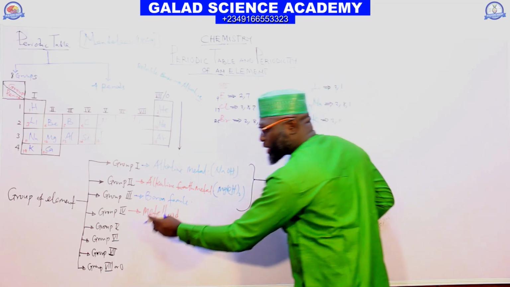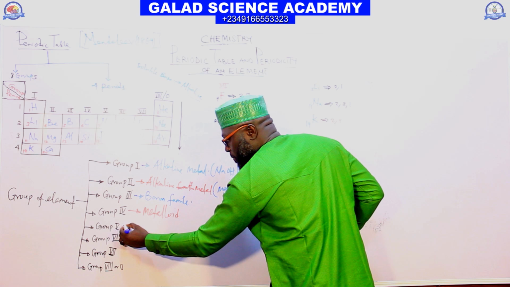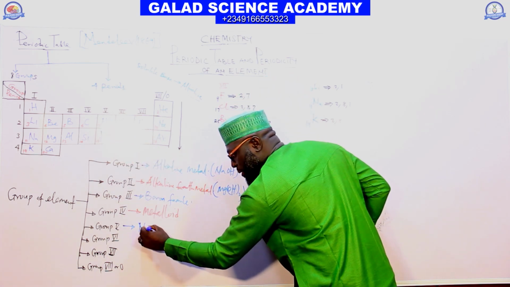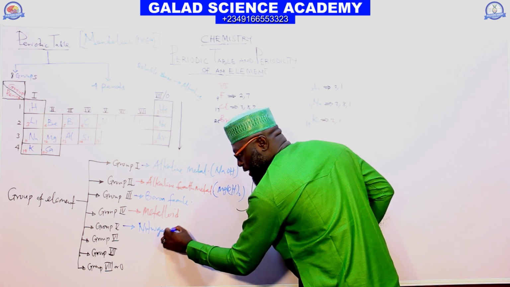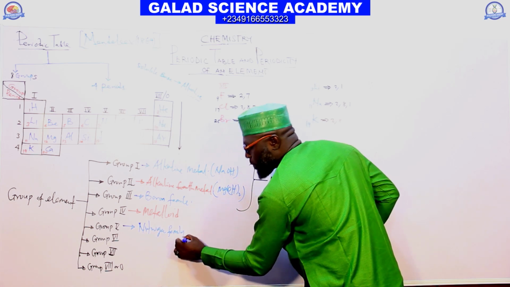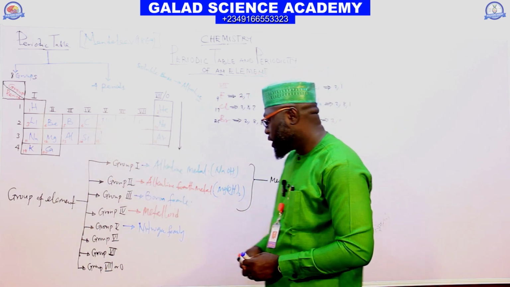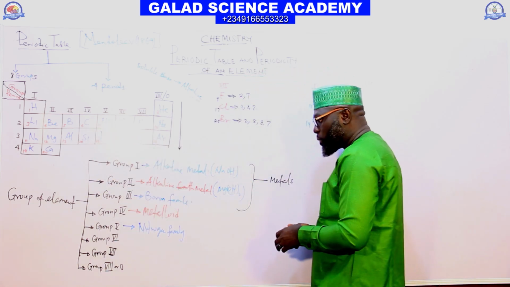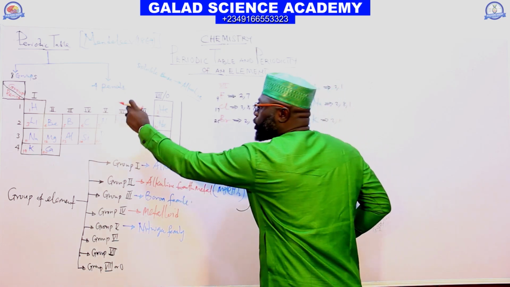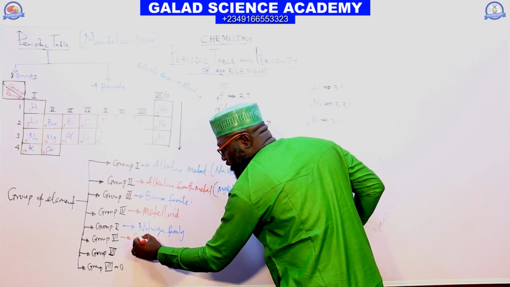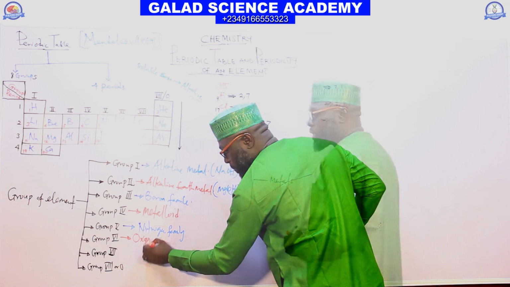And the next one is what? We have group 5. These group 5 elements are called nitrogen family. And we have nitrogen and phosphorus there. And the next one is group 6. The group 6 elements are called what? Oxygen family.